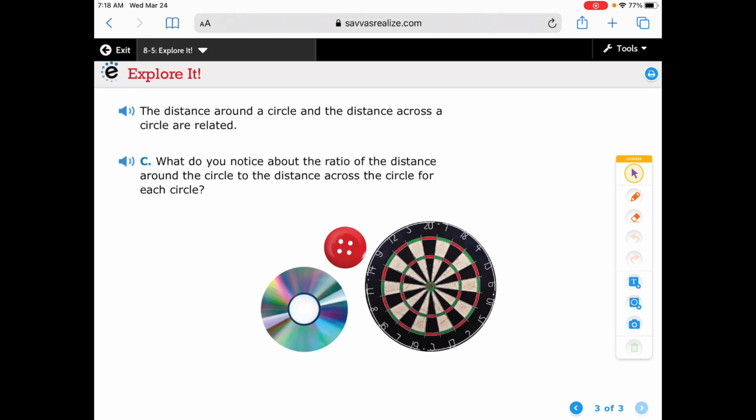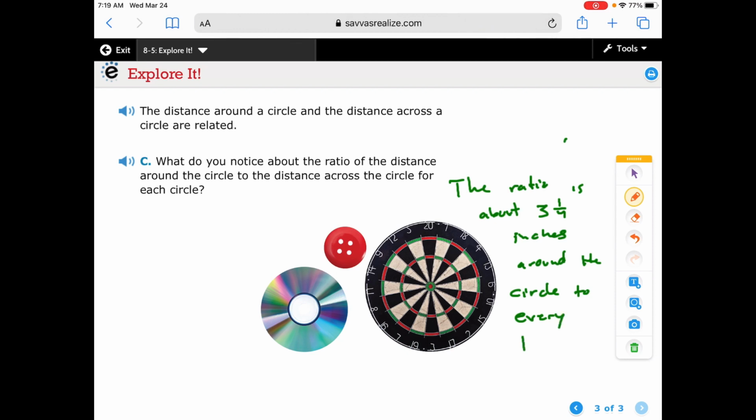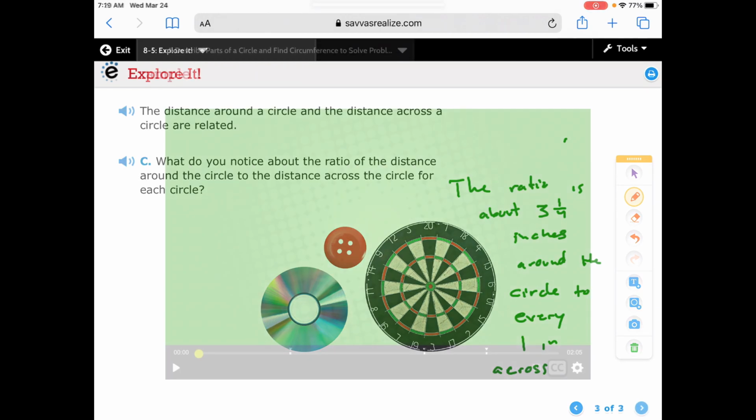Okay, for part C, it says, what do you notice about the ratio of the distance around the circle to the distance across the circle for each circle? So if you look back, we can see that the ratio is about 3 1/4 inches around the circle to every 1 inch across. Okay, make sure you have that written in for page 457.